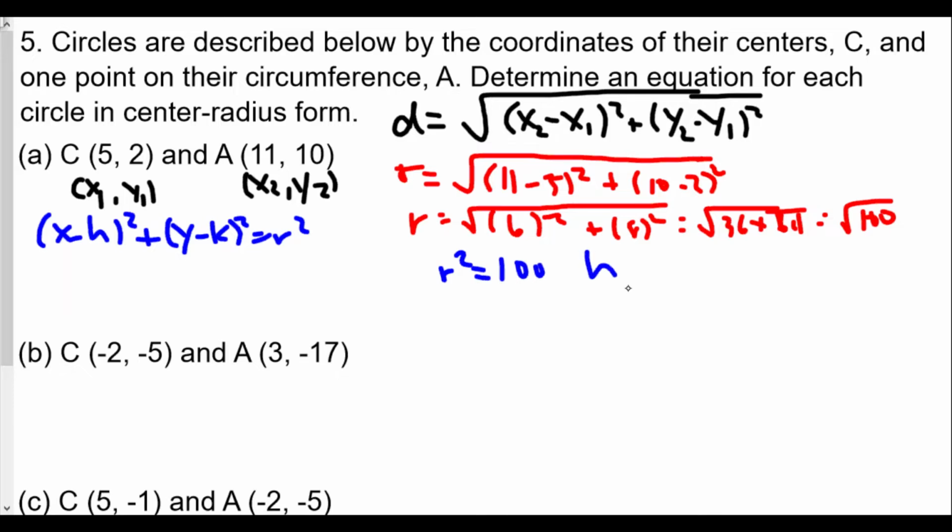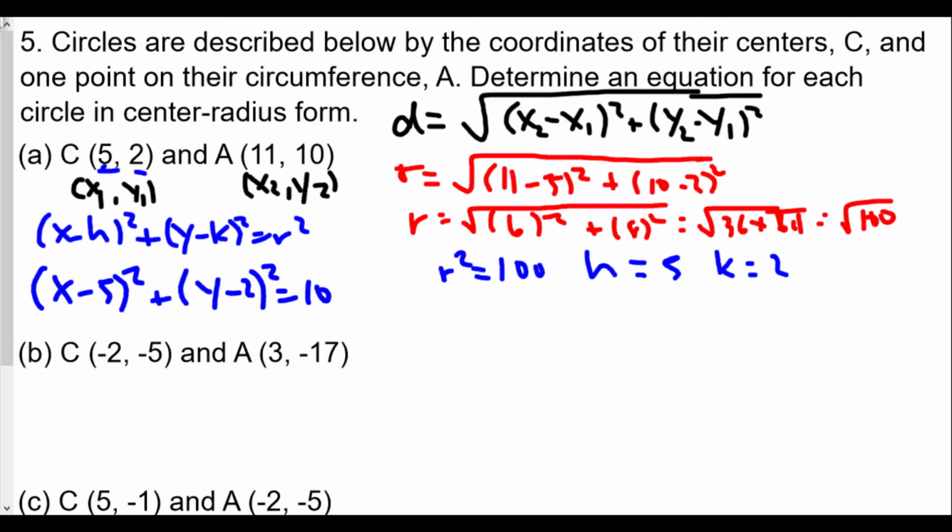And our h value is going to be 5, and our k value is 2, because that's the x and y value of our center. So we plug into our formula, we'll get x minus 5 squared plus y minus 2 squared is equal to 100, and that's our equation of the circle in center radius form. So the first step was to find the measure of the radius, and we'll square that to find r squared, and then take our center, in this case, for h and k, to fill into our formula.